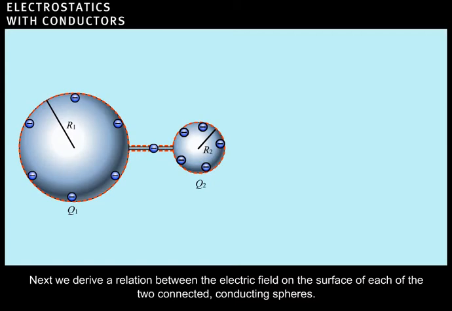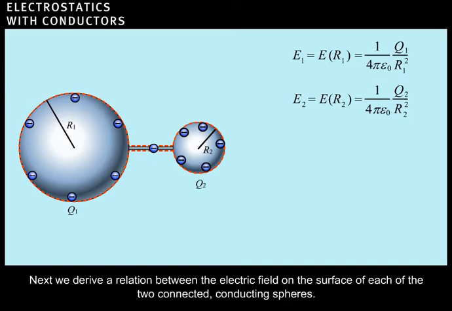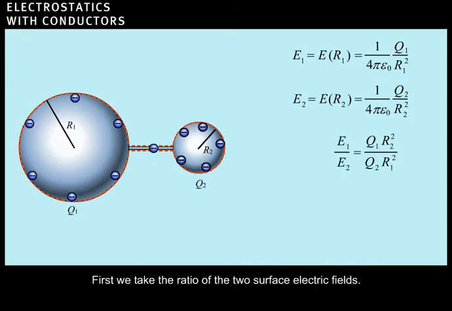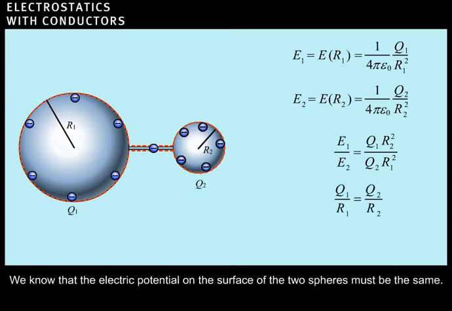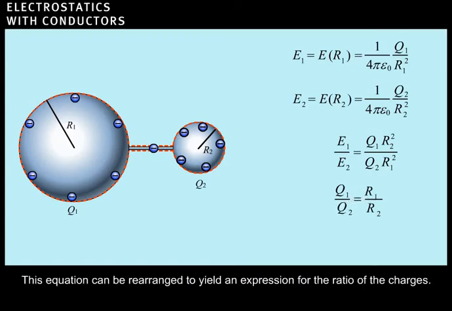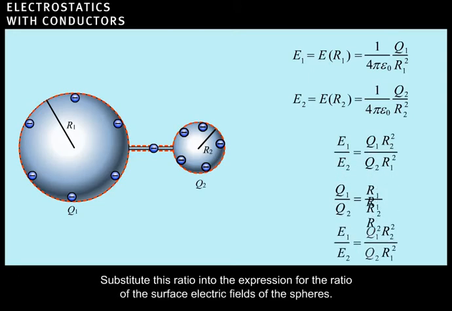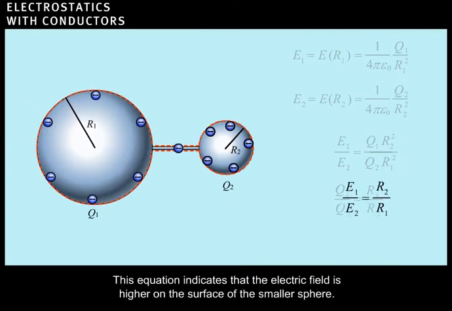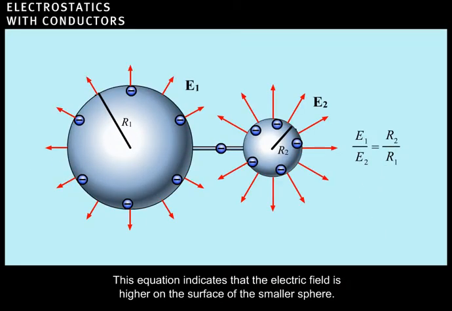Next, we derive a relation between the electric field on the surface of each of the two connected conducting spheres. First, we take the ratio of the two surface electric fields. We know that the electric potential on the surface of the two spheres must be the same. This equation can be rearranged to yield an expression for the ratio of the charges. Substitute this ratio into the expression for the ratio of the surface electric fields of the spheres. This equation indicates that the electric field is higher on the surface of the smaller sphere.